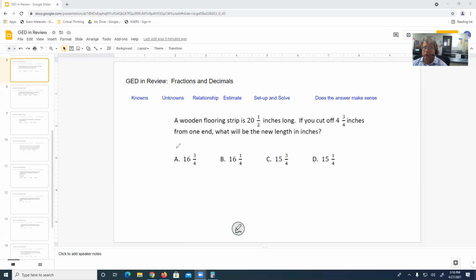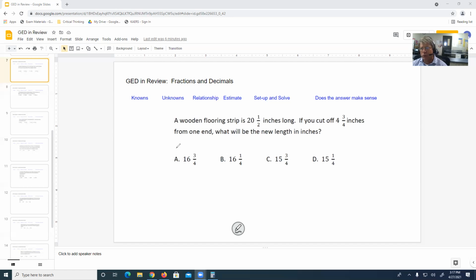So let's look at this first word problem here. Again, feel free to pause the video and work ahead of me, and then unpause me when you're ready to look at the way I did it. So we have a wooden flooring strip is 20 1/2 inches long. If you cut off 4 3/4 inches from one end, what will be the new length in inches?